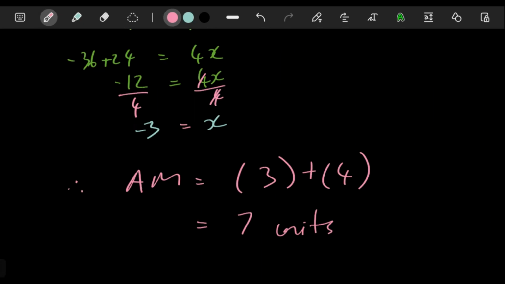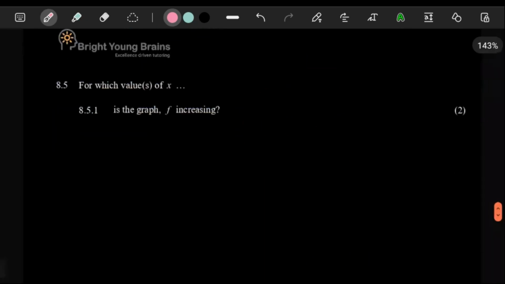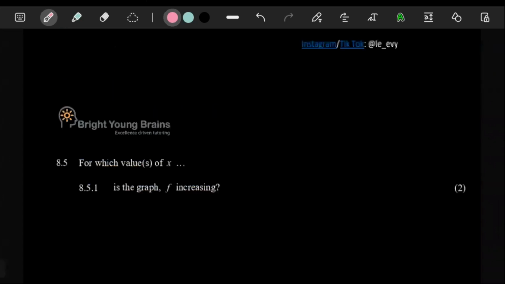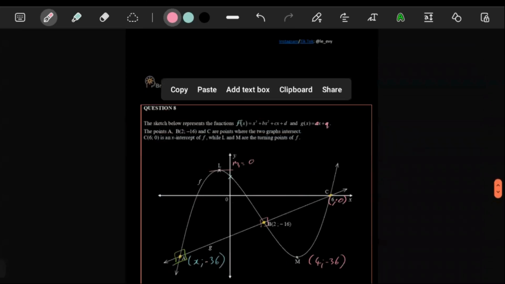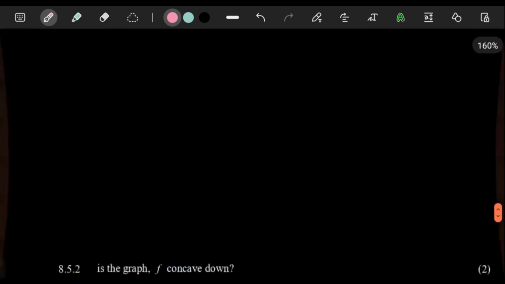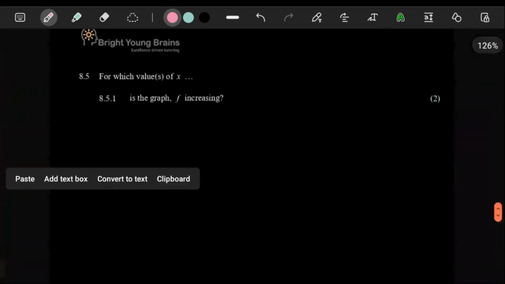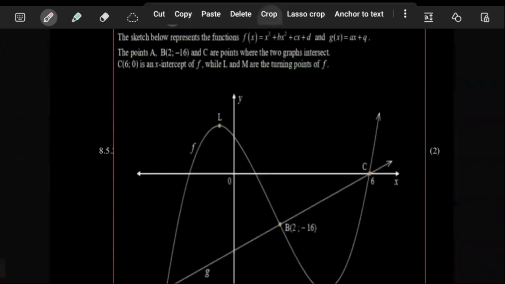Anyways, it's fine. So with the next question, it's 8.5. 8.5 says, for which values of x is the graph increasing? Questions like these are quite straightforward, you see. That's why you will note questions like these on the main channel were like 2 or 3 minutes long, because the way you answer these questions is quite straightforward.